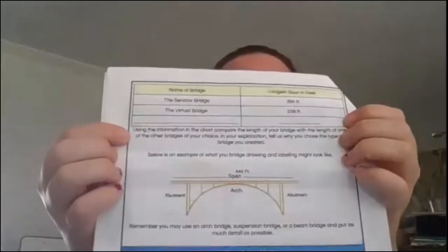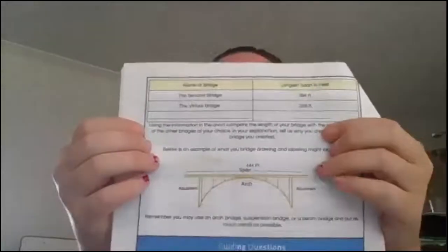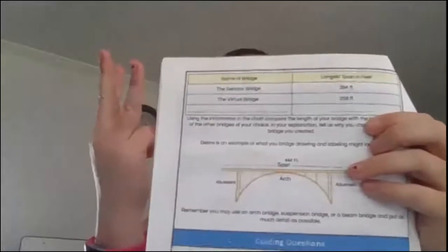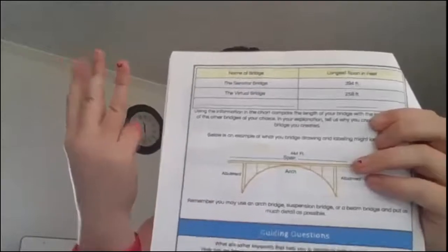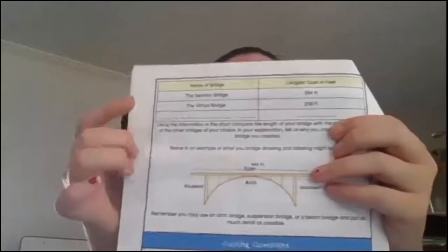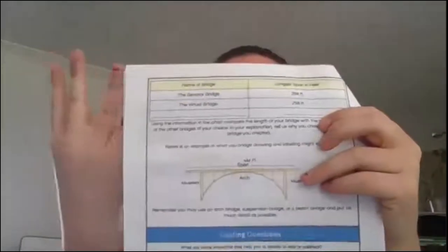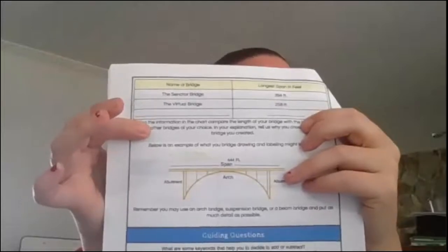Because on this paper right here in your folder, underneath the senator bridge and the virtual bridge in your table, you can write the name of your bridge and the length of your bridge in feet. The requirement for the length of your bridge in feet is that it has to be a 3-digit number. So you have a number in the ones, a number in the tens, and a number in the hundreds. Pause this video and write down the name of your bridge and the length of your bridge. Make sure it's a 3-digit number, so it has 3 numbers in it. When you're done, click play and we'll continue.